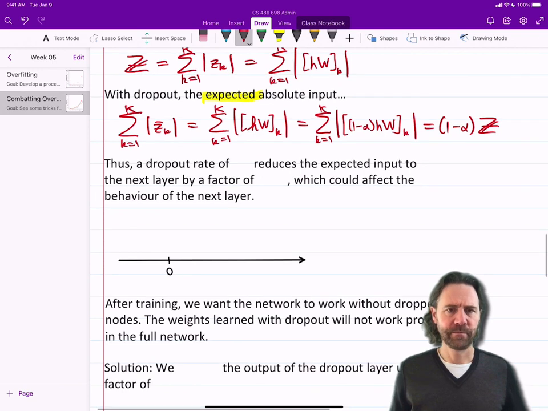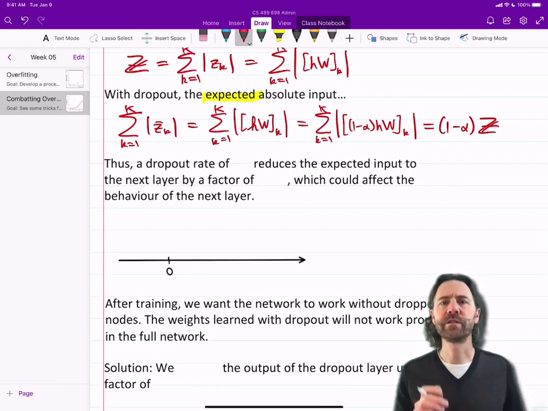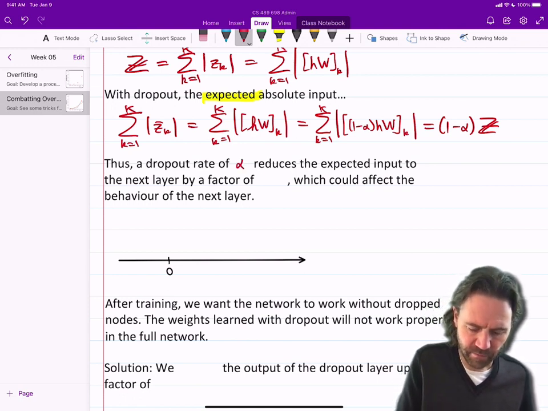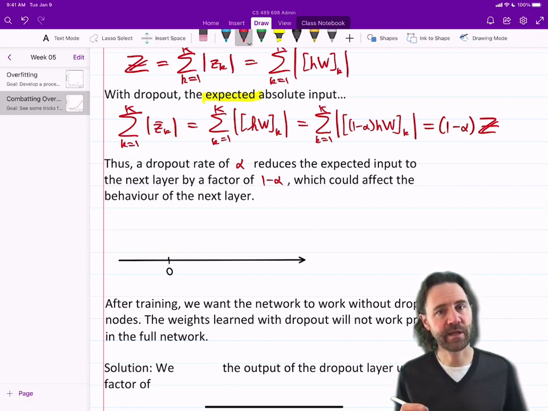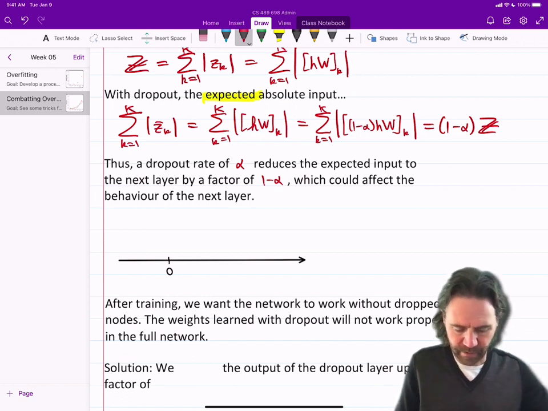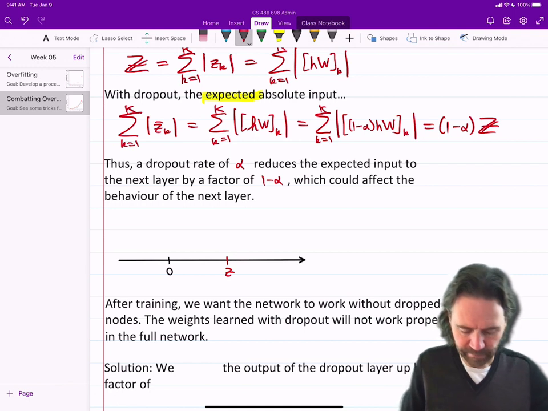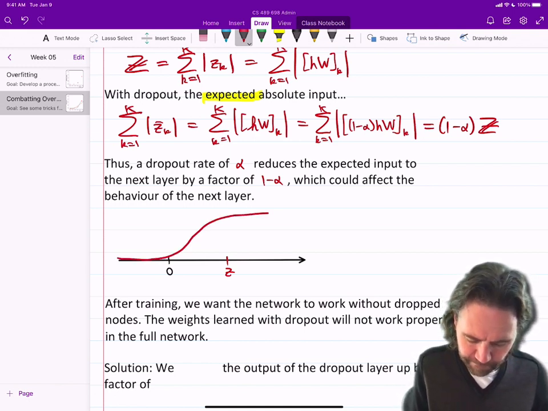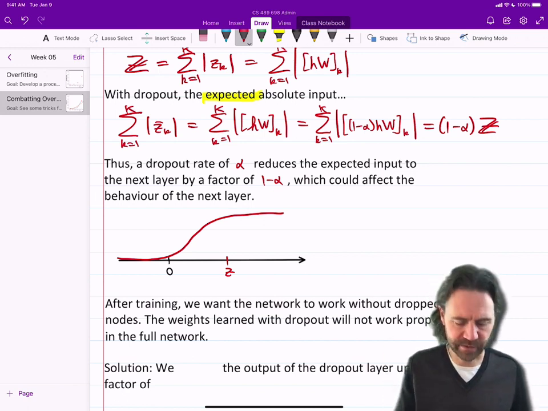So a dropout rate of alpha reduces the expected input to the next layer by a factor of 1 minus alpha, which could affect the behavior of the next layer. Let me explain that. Let's say we've got input current to the output layer of Z without dropout, and we've got this activation function that looks like this. Some output node has an activation function like that.